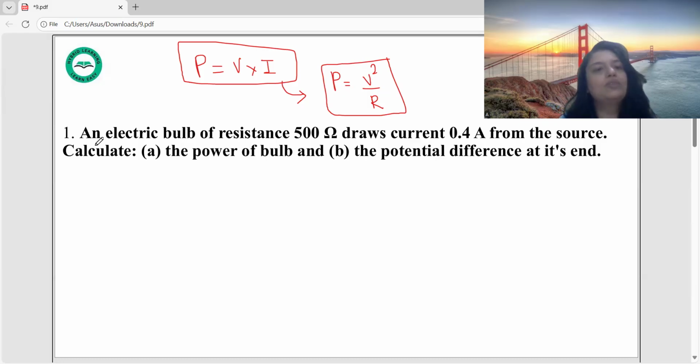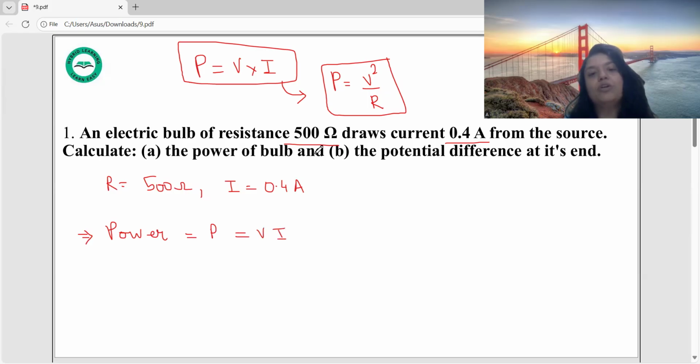Here in the first question, we have an electric bulb of resistance 500 ohm that draws a current of 0.4 ampere from the source. Calculate the power of the bulb and the potential difference. First we have to calculate the power. Given is our resistance, 500 ohm, and I is equal to 0.4 ampere. To calculate the power I can use the formula P is equal to VI, or if I use the other formula, I still need V. I don't have V, so let's calculate the potential difference first.